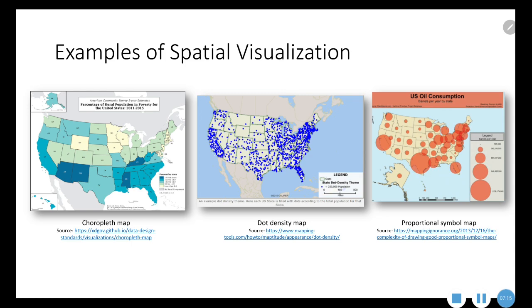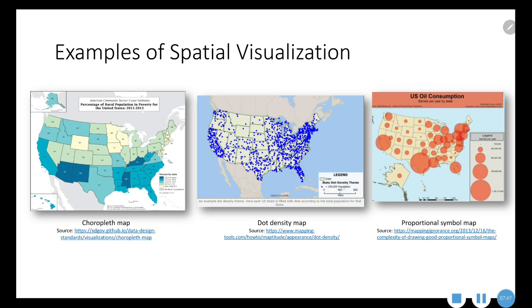Okay, so the second one is the dot density map. It is similar to choropleth map, but instead of using colors or shades to represent a region, it uses a dot. So the more dots you find in a region, it shows that the population or the data is more dense for that particular region. So this is another way of representing spatial visualization.